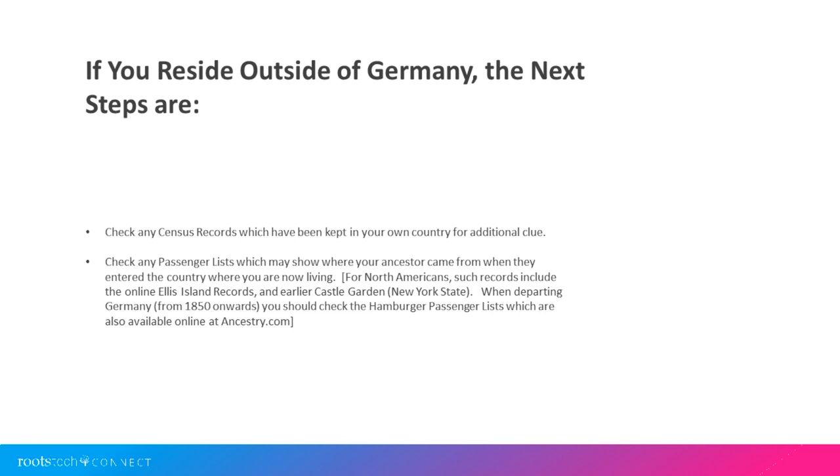When departing Germany from 1850 onwards, you should check the Hamburg passenger lists, which are also available online at ancestry.com. Everyone who left Germany from the port of Hamburg, and many, many people did following 1850, was required to write down with the port authority, as they left the country, the towns or villages that they had come from in Germany. And this again is valuable information.